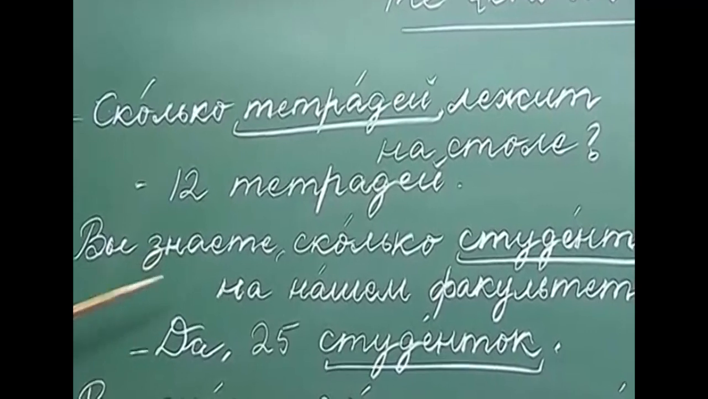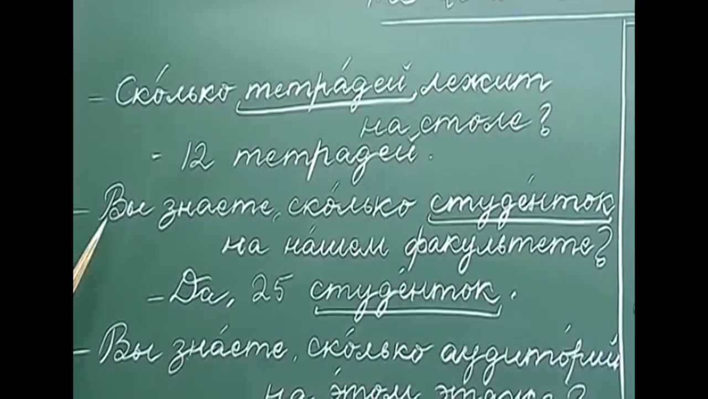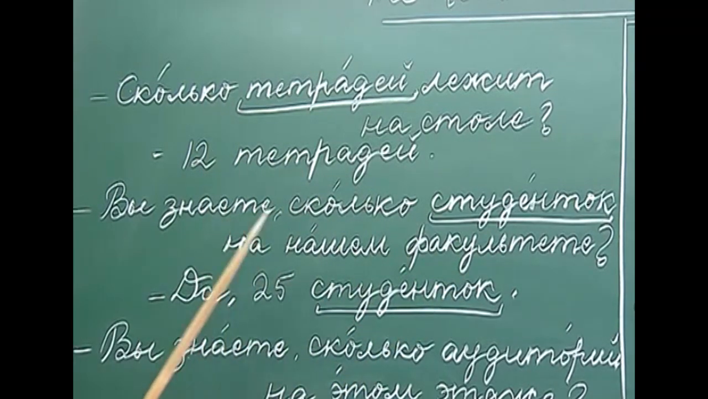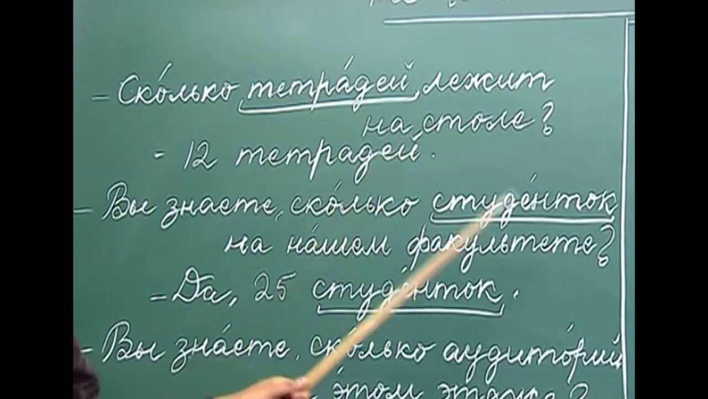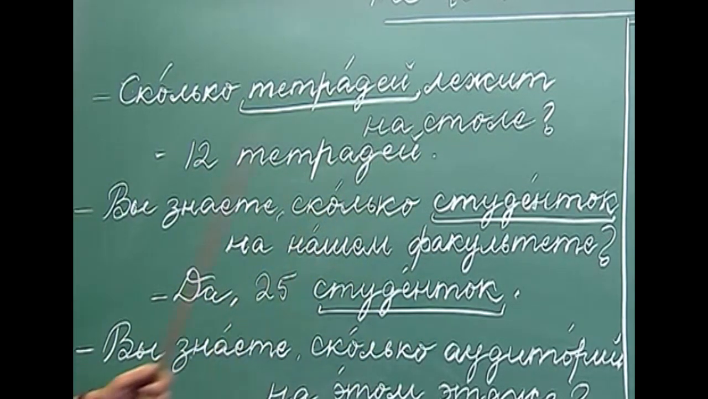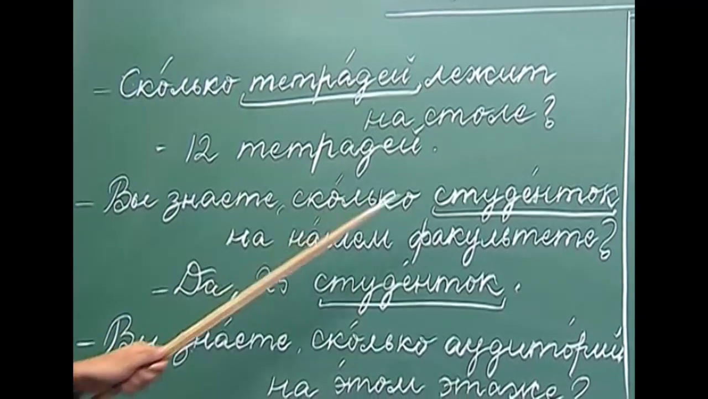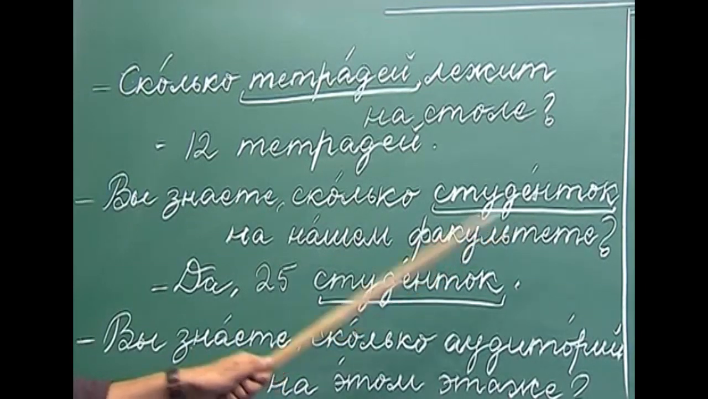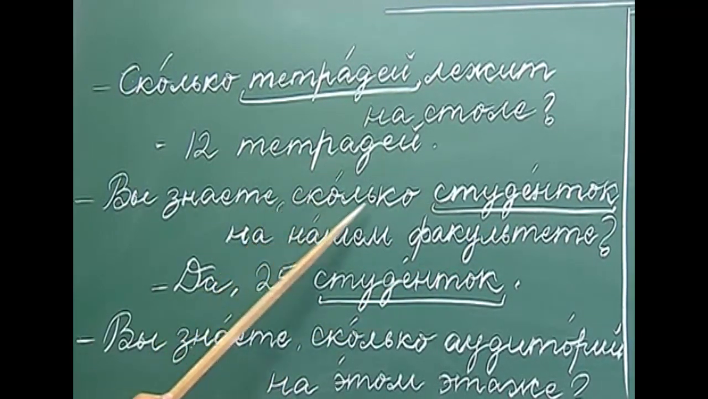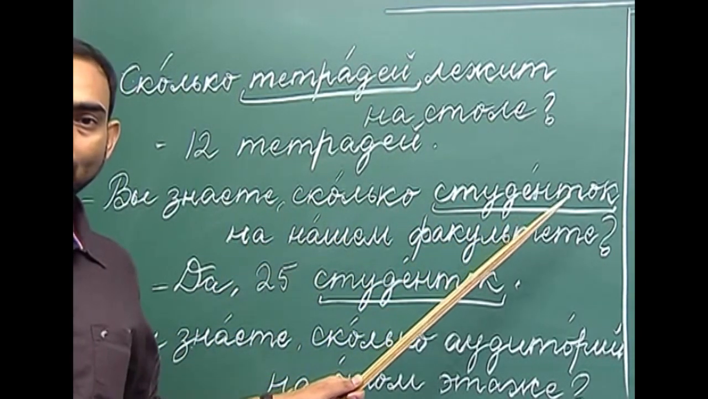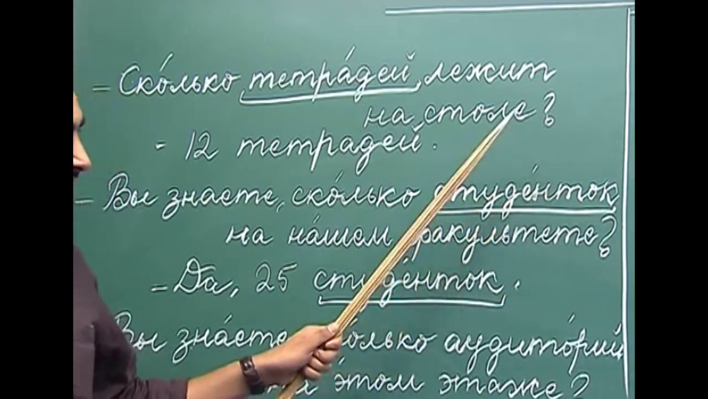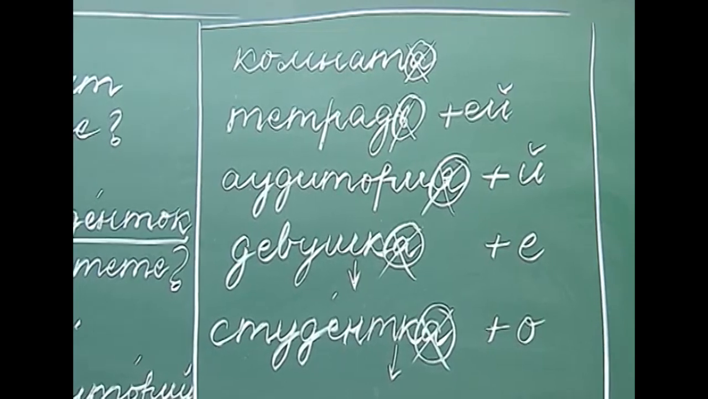The next example is viznaite skolka studentak na nashem fakultete. Do you know how many girl students are there in our department? So again, after skolka, we are supposed to use the genitive plural of the noun. That is why we have used studentak, which is the genitive plural of studentka.